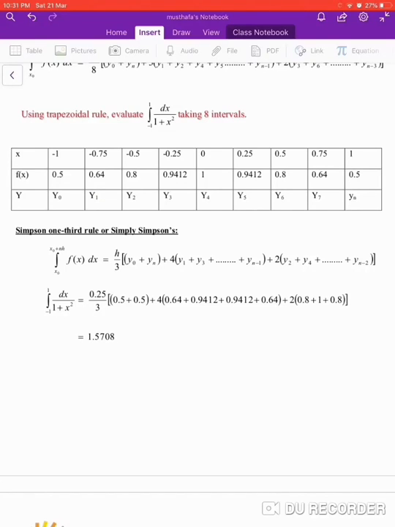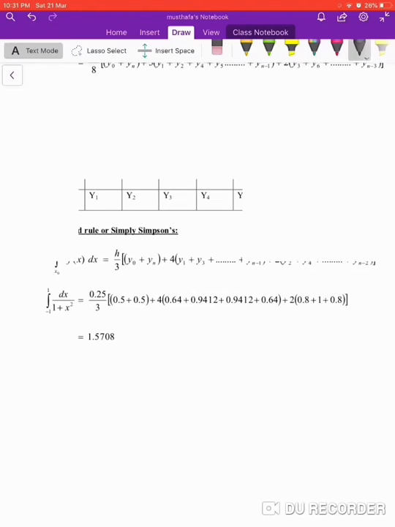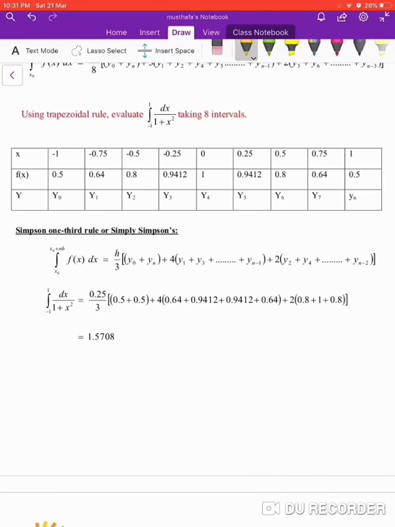Dear students, this video is a continuation of our part 1 video. Already we discussed this problem using the trapezoidal method: integral from minus 1 to plus 1 of dx over 1 plus x square, taking 8 intervals. Let us use the same table and now let us solve this problem using Simpson rule.